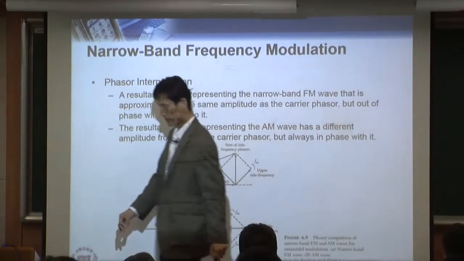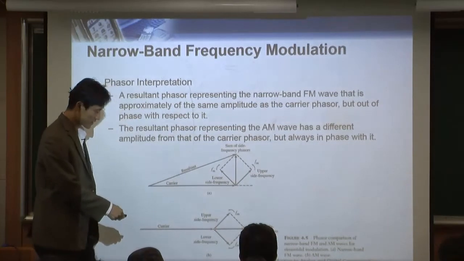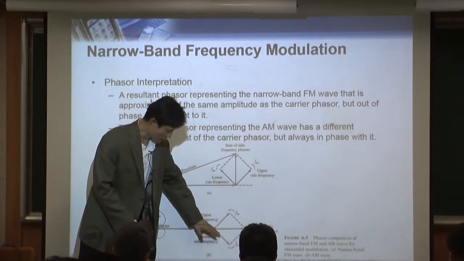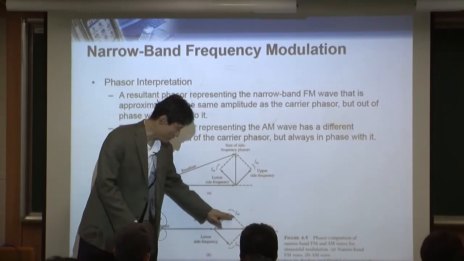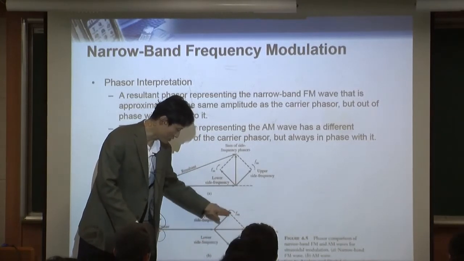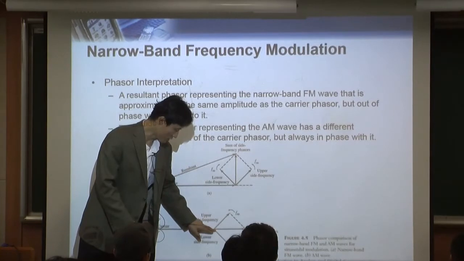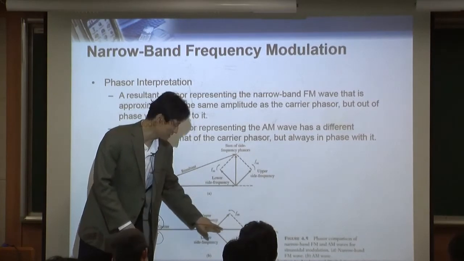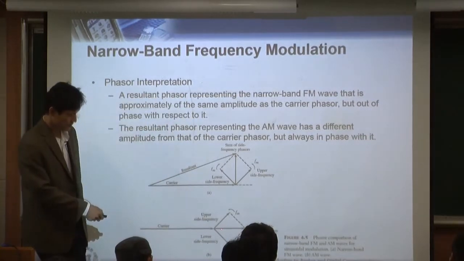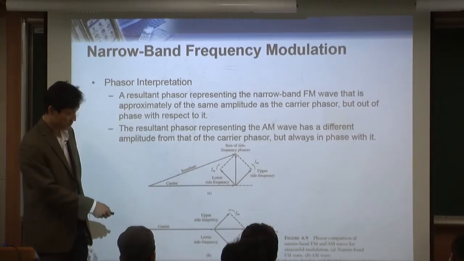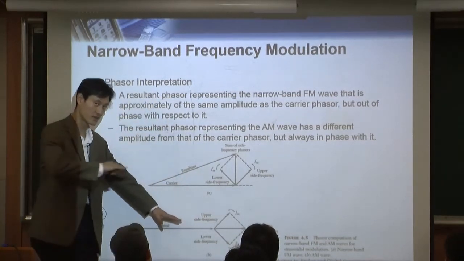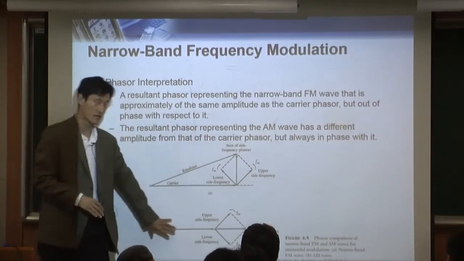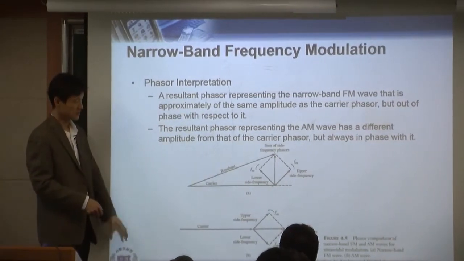Okay? So this upper sideband and lower sideband, we make a vector like this. And the output is going to be the addition of these two vectors. So the output goes this way. And this output, upper sideband and lower sideband, make this another vector here. That vector is aligned with the carrier. So that's the amplitude modulation case.